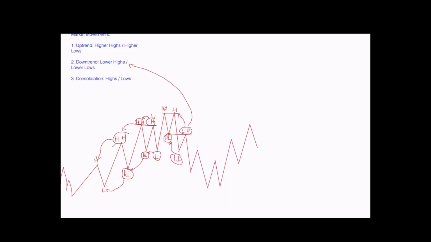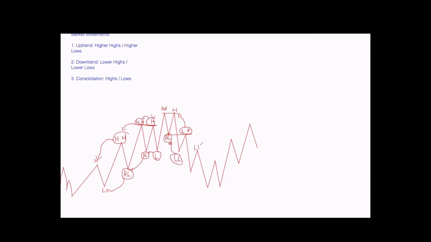Then our uptrend, we're making higher highs and higher lows. It's as simple as that. Simple concepts, simple concepts. All right, actually, I erased too much. Let's erase this and this. All right, so now, same thing again.